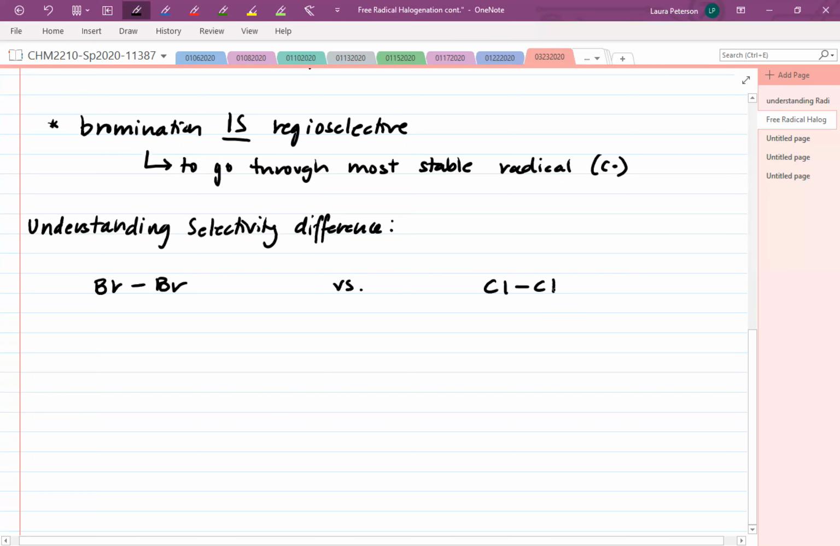Okay, so what would I go and look at to figure out what the difference in stability for the bromine versus the chlorine radicals is? Well, I would look at the bond dissociation enthalpies of the bromine versus the chlorine bond. Okay, so the BDE of that bond equals 46 kcal per mole. The BDE of this bond is 59 kcal per mole.